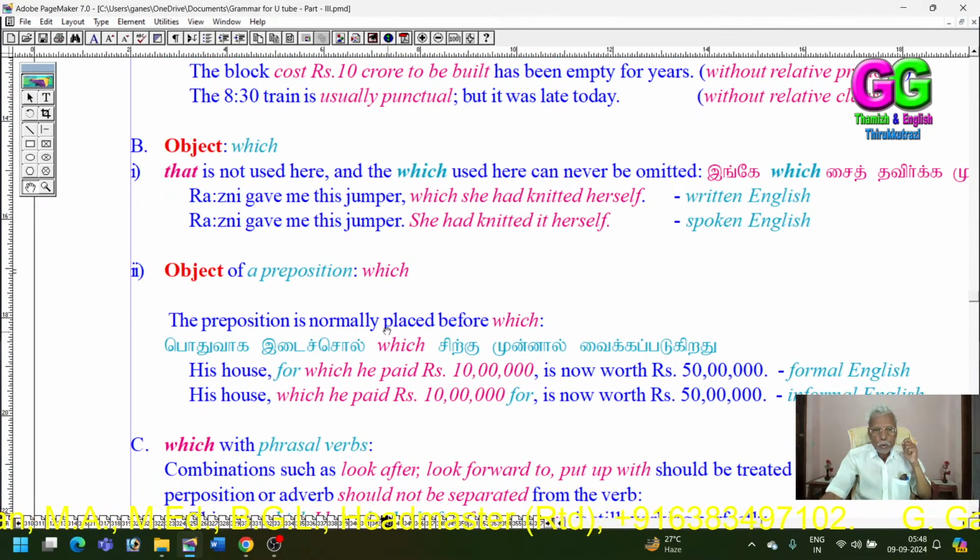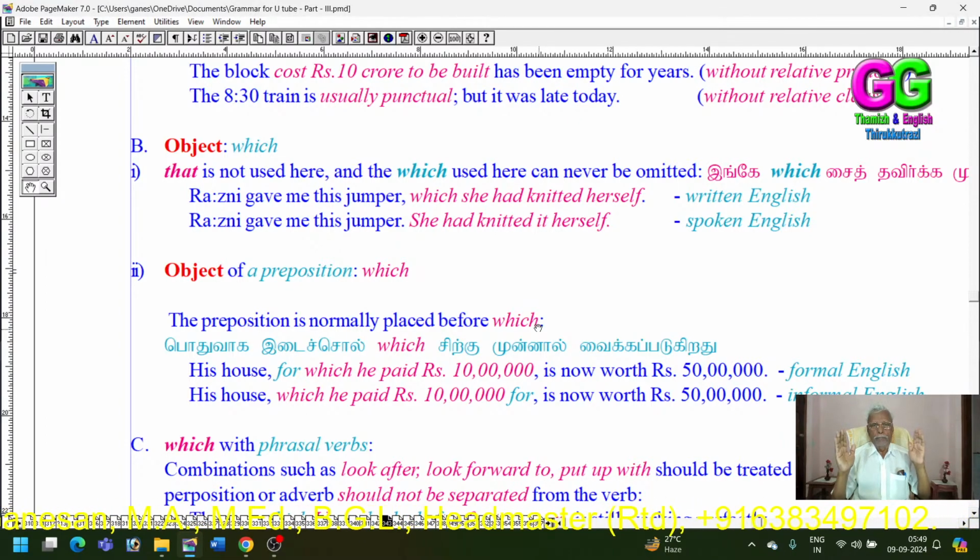The preposition is normally placed before which. In formal English, the prepositions are normally placed before which, as we have seen in the case of relative clauses, defining or non-defining. We've already seen that prepositions in formal English are placed before the relative pronoun, either who, whom, or which.